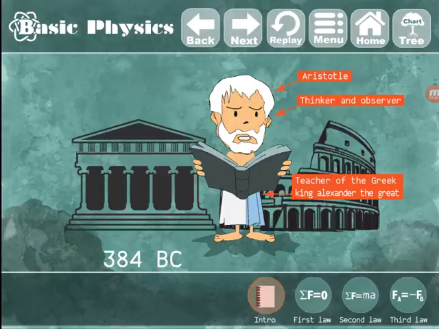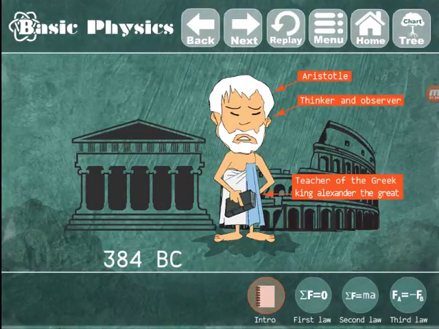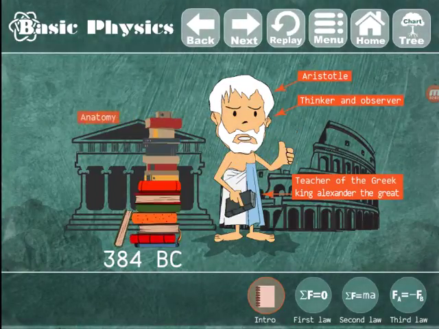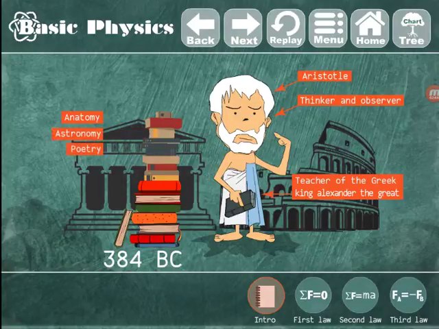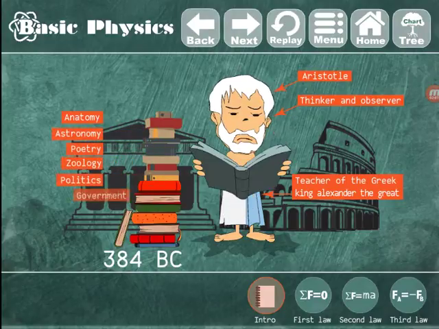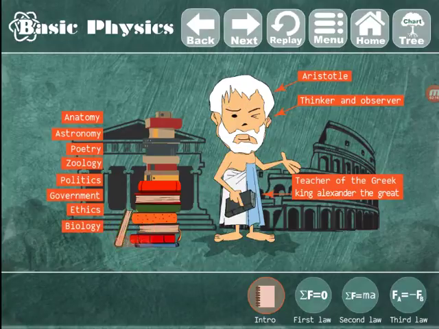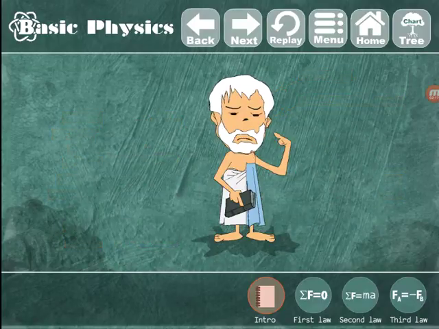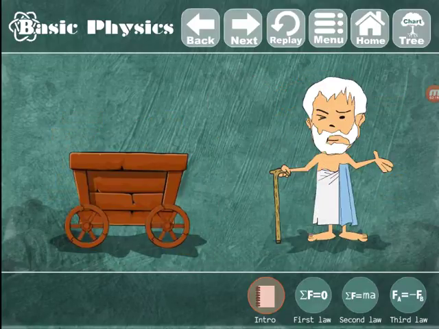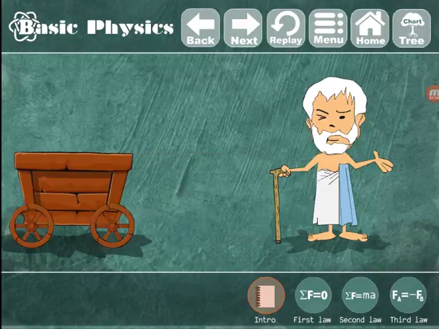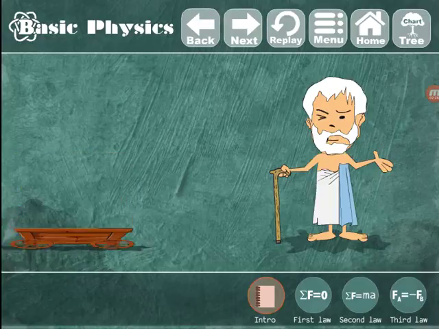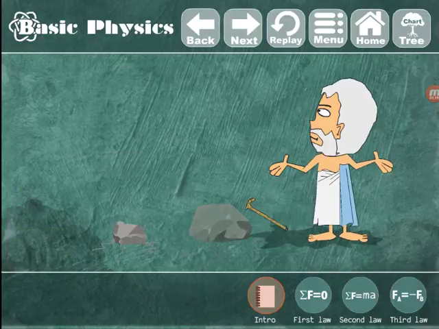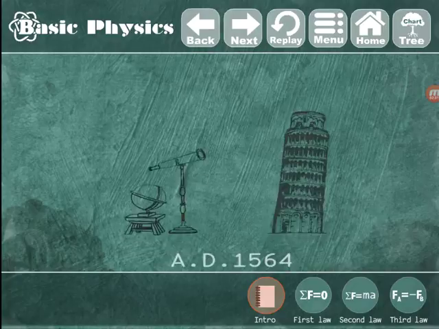Aristotle was the founder of scientific knowledge. Alexander the Great. His writings include the subjects of anatomy, astronomy, poetry, zoology, politics, government ethics, biology, and physics. In physics, Aristotle described motion in which objects require force to make them move. If no force, then the object would stop, and heavier objects fall faster than lighter objects.